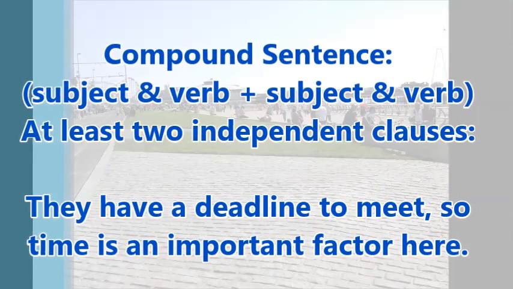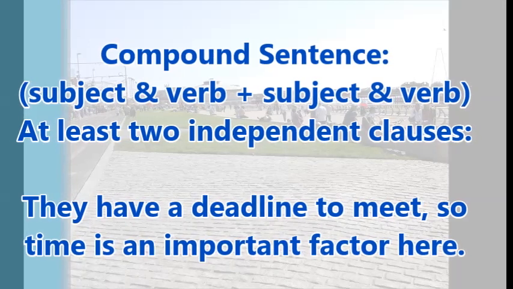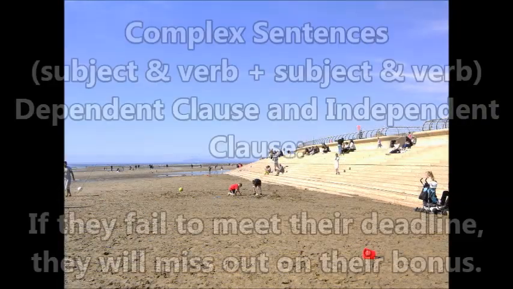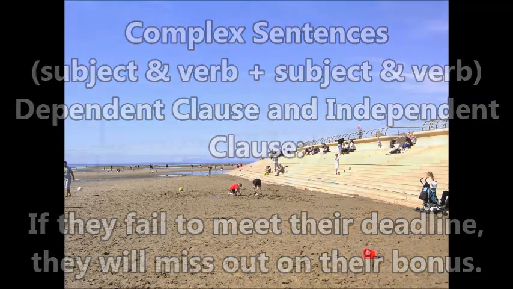Compound sentence, that is subject and verb plus subject and verb. At least 2 independent clauses. They have a deadline to meet, so time is an important factor here. Complex sentences, subject and verb plus subject and verb, dependent clause and independent clause. If they fail to meet their deadline, they will miss out on their bonus.